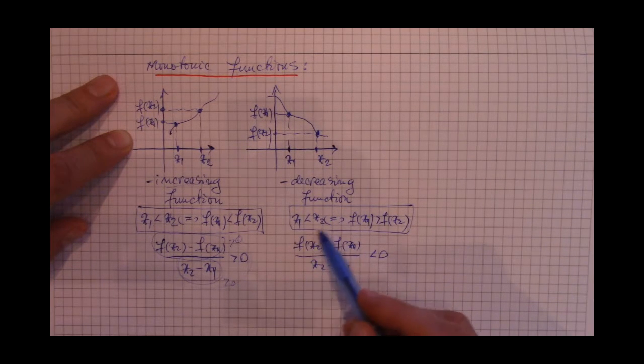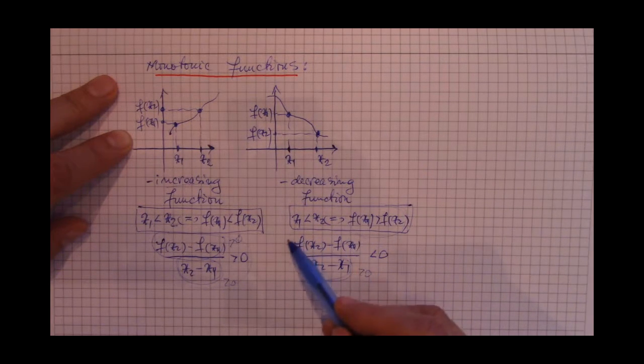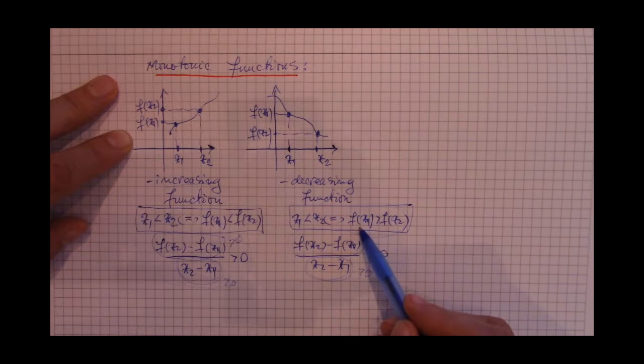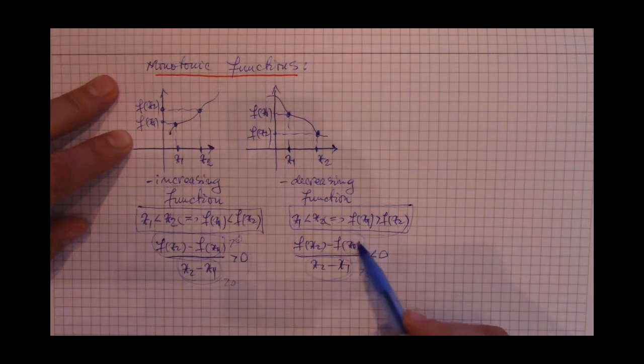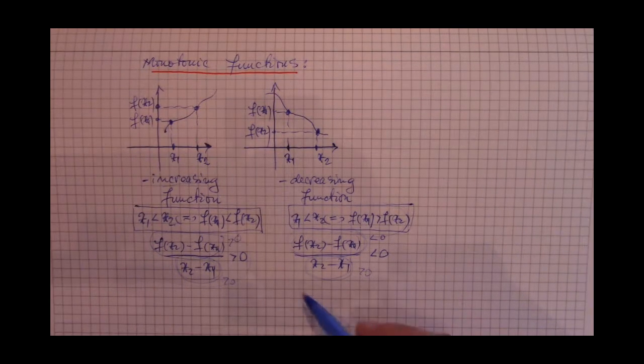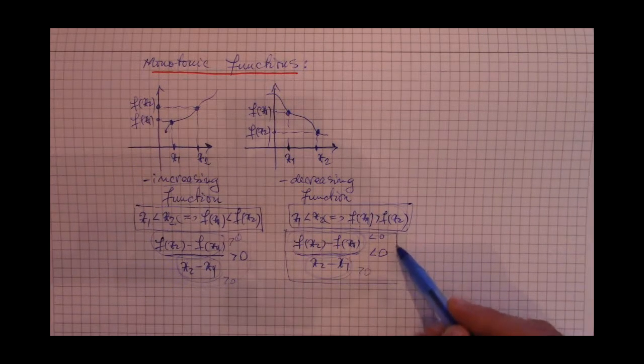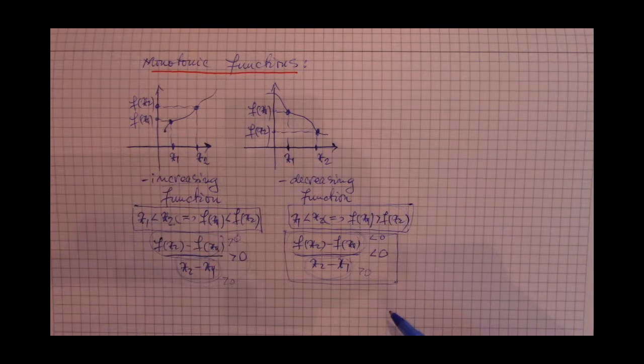Because whenever x2 is greater than x1, so whenever this denominator is positive, this expression, if you move the f of x1 over to the right hand side, gives us exactly this numerator being negative. So we would rather look at this particular inequality as being the inequality that tells us that this function is a decreasing function.